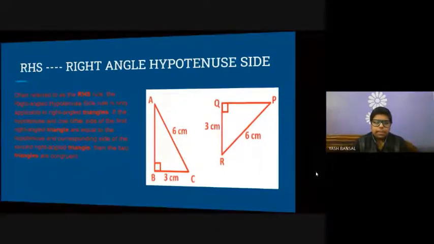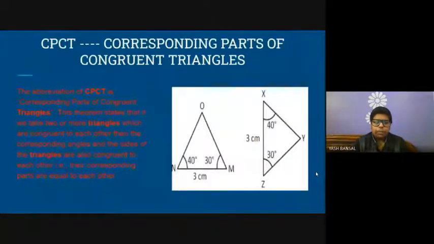CPCT. The abbreviation CPCT is corresponding parts of congruent triangles. This theorem states that if we take two or more triangles which are congruent to each other, then the corresponding angles and the sides of the triangles are also congruent to each other. That is, their corresponding parts are equal to each other.